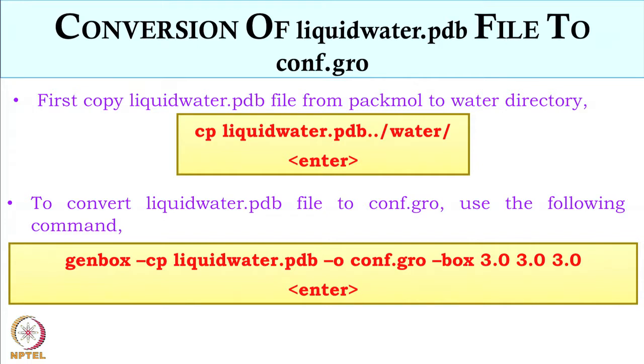Now what does minus cp stand for in genbox? Minus cp is a flag for specifying the input PDB file, and minus o is a flag for the output file. So it has to be minus cp, not just minus c. Not just minus c, which is the input flag for a GRO file. When we use this conf.gro as an input for, say, energy minimization or a full molecular dynamics simulation, we will use minus c space conf.gro. Minus c is the flag for a GRO file as input.